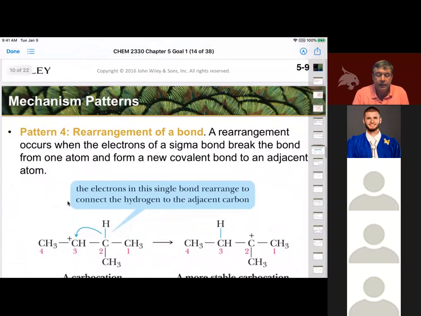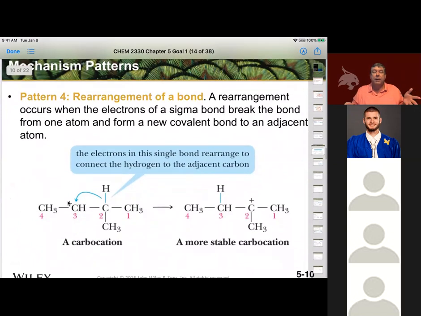Okay? The next thing that can happen in a pattern, not all these steps happen in every one, but all of these patterns happen in the mechanisms we're going to talk about. So the next thing that can happen is we can rearrange, okay? Now, there's a driving force for rearrangement, and we're going to talk about that when we talk about carbocation stability in part 2. But the idea is that if you can move either a hydrogen or a methyl group to make a more stable carbocation, it will. And so this pattern is called rearrangement, okay?